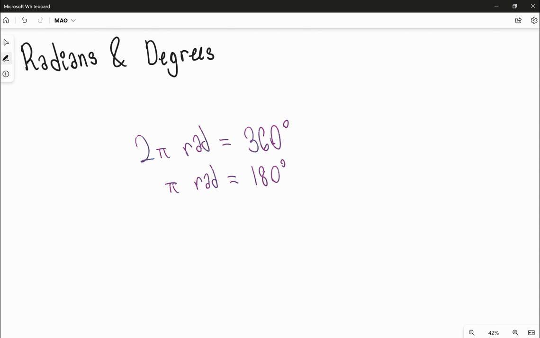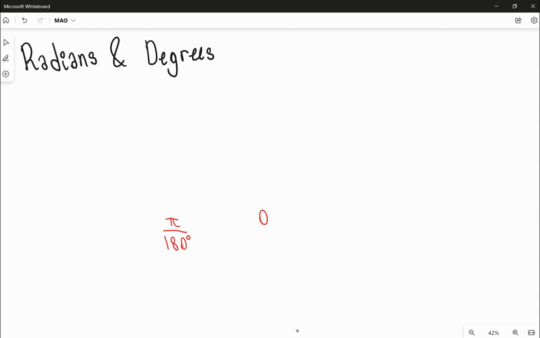So when you're converting from degrees to radians, you have your radians on top, pi over 180 degrees, and when you're converting to degrees, you have 180 degrees on top, and you have your radians underneath as pi. And that's pretty much all you need to know. Hope that helps.